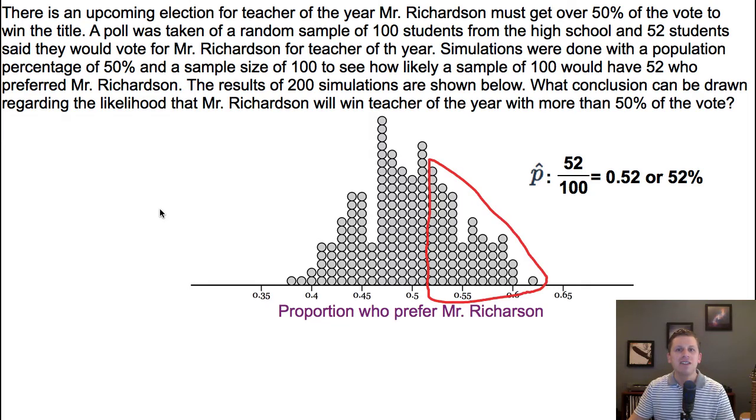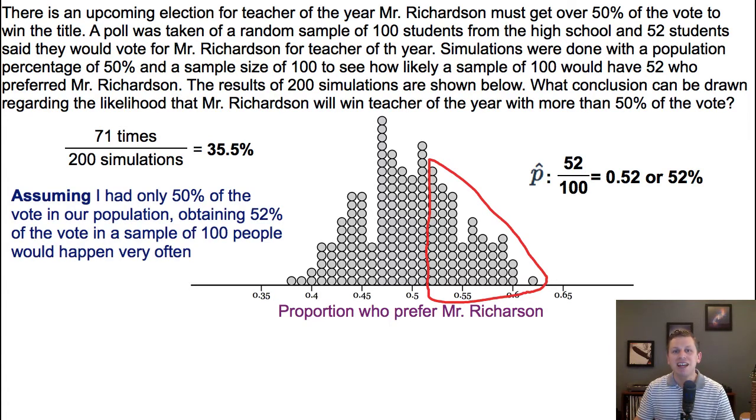Now we highlight in our simulation all of the times that 52% or greater happened. Because 52% is larger than the average of 50% that I ran the simulation on, I included the values to the right. Here I'm seeing how often did 52% or greater happen. I can see here that it happened quite often. Out of the 200 simulations, this happened 71 times, or 35.5% of the time.